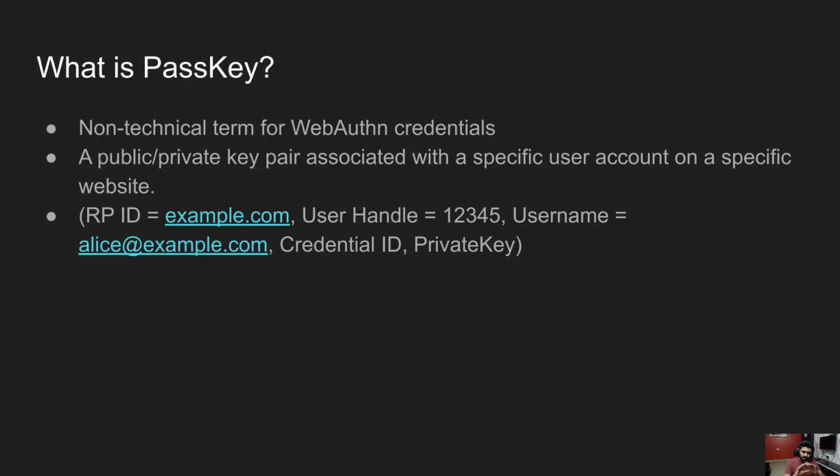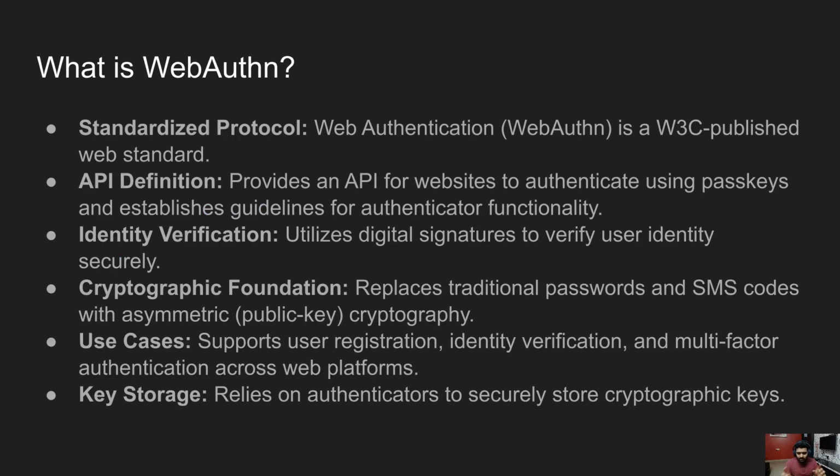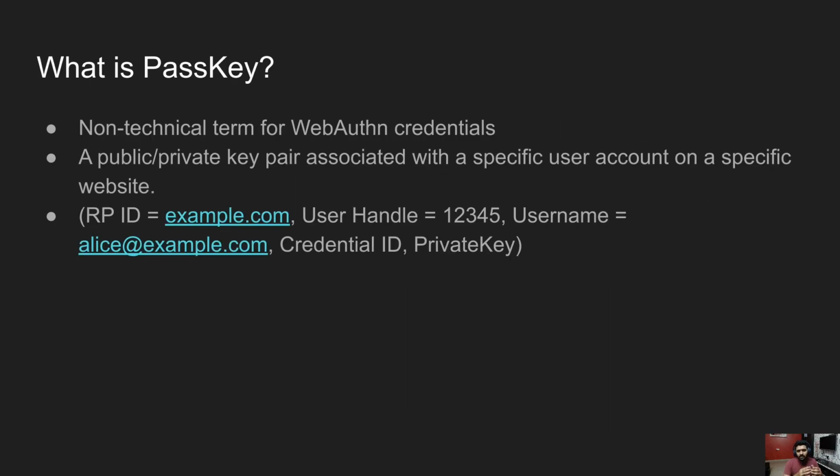So WebAuthn is this whole infrastructure or this protocol or this framework, whatever you call it. And what is the passkey? Passkey is this credential. If you see here, this key storage, whatever is stored in the authenticator as credential, that is called passkey. This is a non-technical term for WebAuthn credential. There can be multiple forms of WebAuthn credential, and one is called passkey. This is a public-private key pair associated with a specific user account on a specific website.